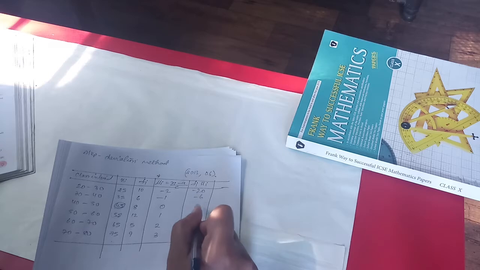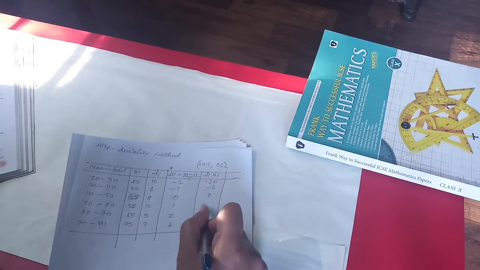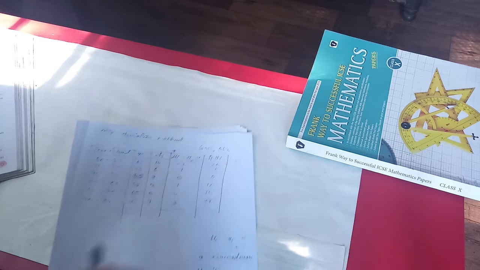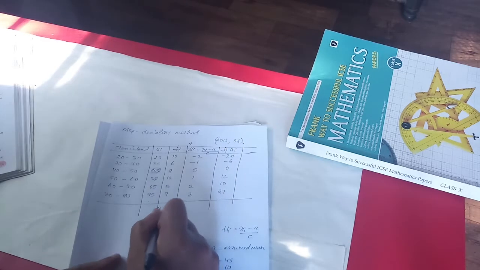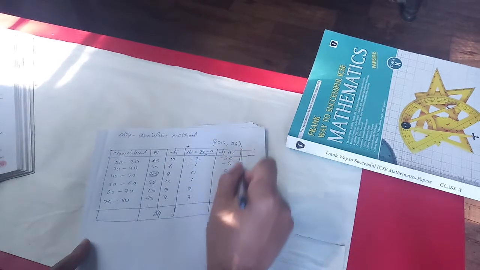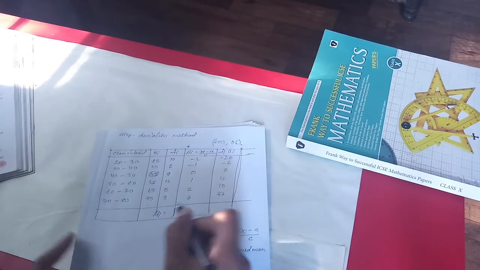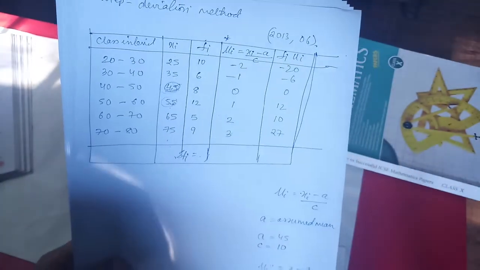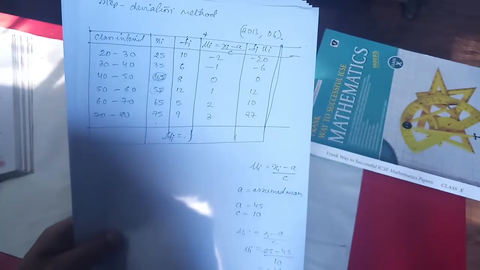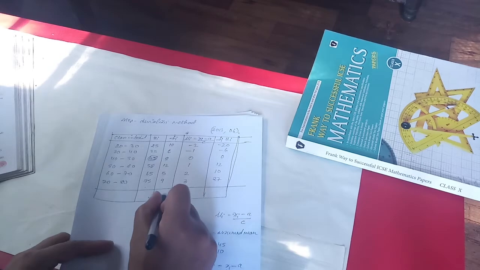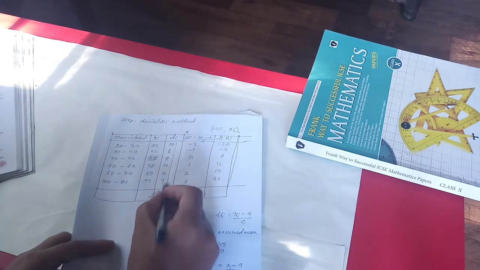Minus 20, minus 6, 8 into 0 is 0, 12 1s are 12, 2 5s are 10, 9 3s are 27. Now let us find the sum. Summation fi has to be added. You add this quickly, and how much will you get? Summation fi you will get as 50. Add this, you will get 50.